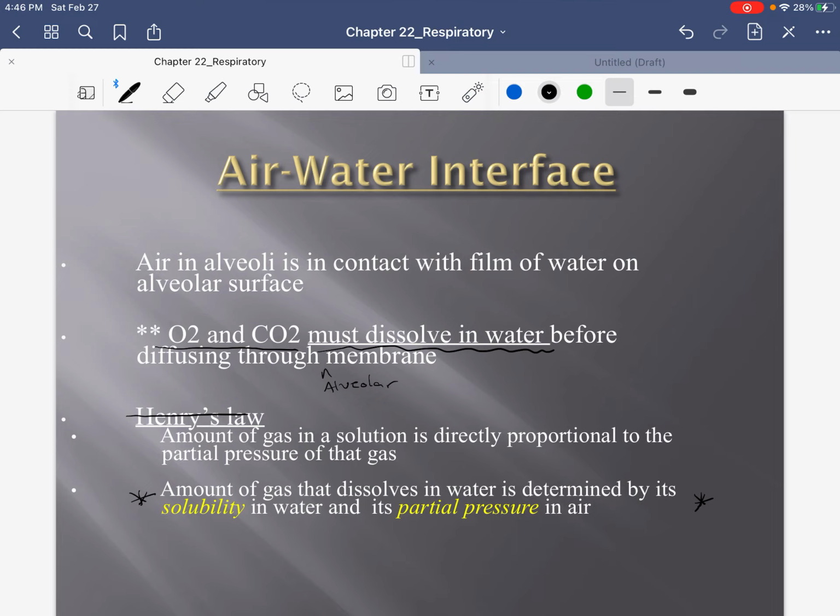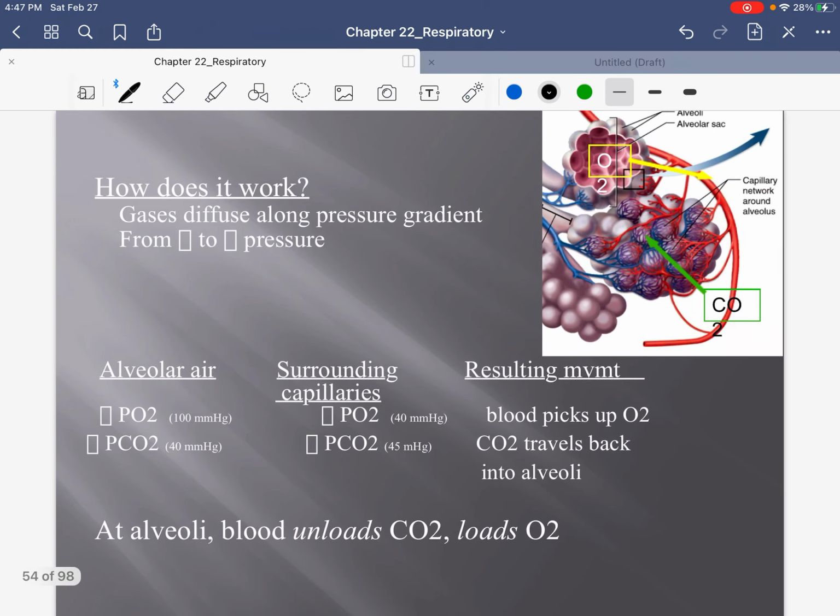The amount of gas that is able to dissolve in that water is really determined by two things. I put them in yellow because we're going to talk about them. How much gas dissolves is influenced by that particular gas's solubility in water, but also how easily it dissolves in that water is related to the partial pressure that is there. And we're going to talk about this.